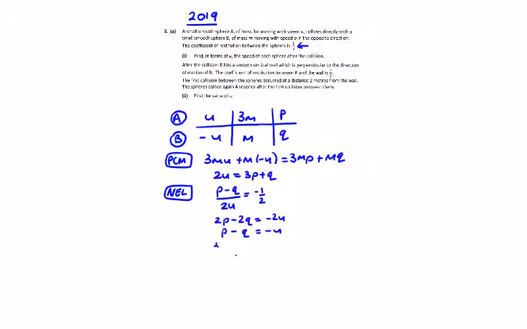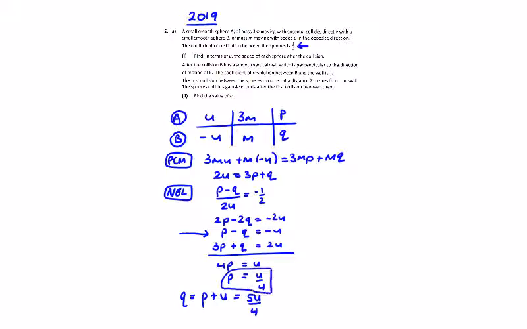Bringing the first equation down, 3p plus q is equal to 2u. So we're going to get 4p is equal to u. So p is equal to u over 4, or a quarter of u. We have q from this line. We could say that q is equal to p plus u. So that's a quarter u plus a full one, which is 5 quarters, or 5u over 4. So we have p and we have q.